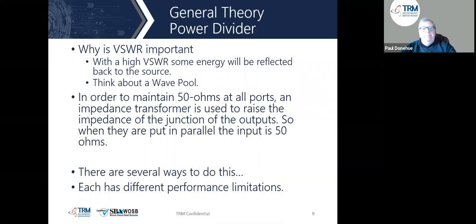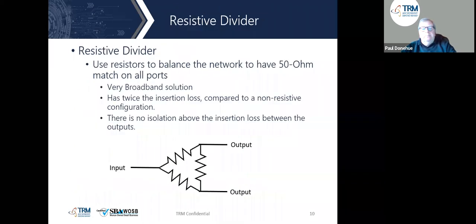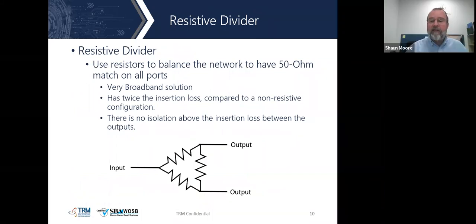Sure. So at the simplest level, if we're working strictly with Ohm's law, it's very easy to put a few resistors in there. We can then take that 25 ohm node input impedance and rebalance the network so that all of these ports will have 50 ohms looking into the network. This sort of divider is called a resistive divider.